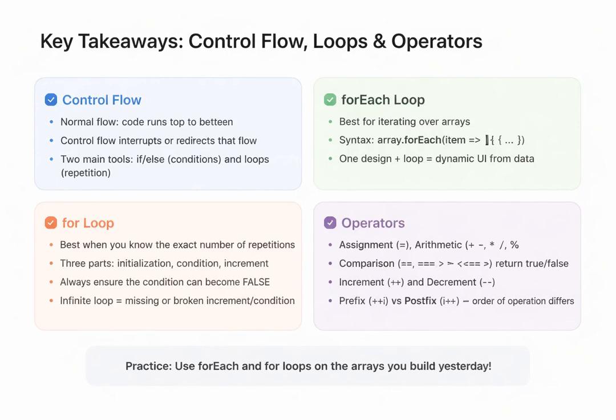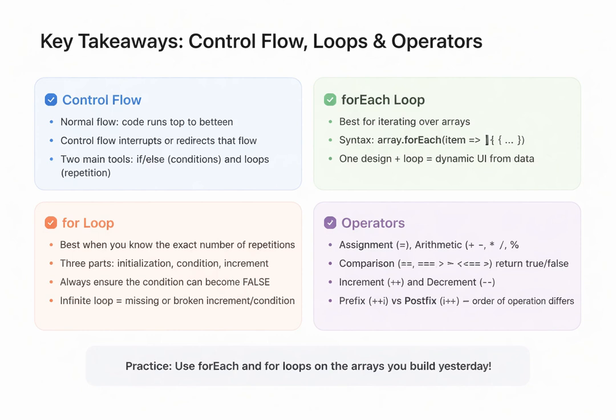Let's bring everything together with the key takeaways from today's session. Control flow is the foundation. By default, code runs top to bottom, and control flow tools let us change that. We have two main tools, if-else for conditional execution and loops for repetition. The for each loop is your go-to for arrays. It visits each element and runs your code on it, making it perfect for rendering dynamic content from data.